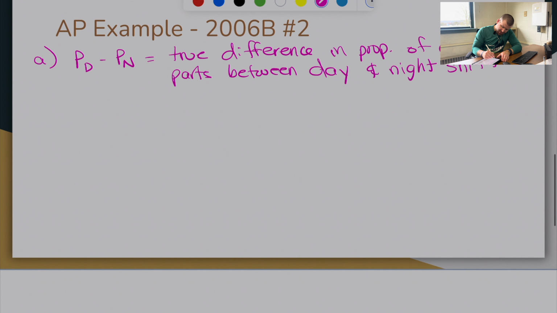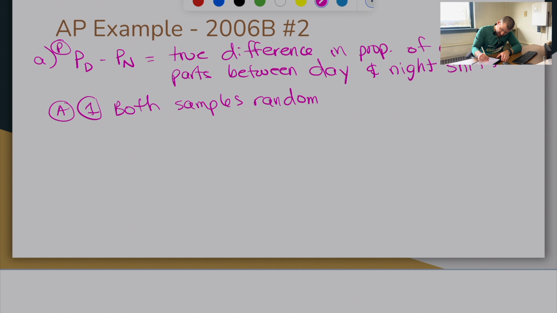Great. For my assumptions, so this is P, one, I need to have both samples that are random. And I know that that's true because the problem says so. The problem says that random samples were taken. Now again, you should quote that in your response.